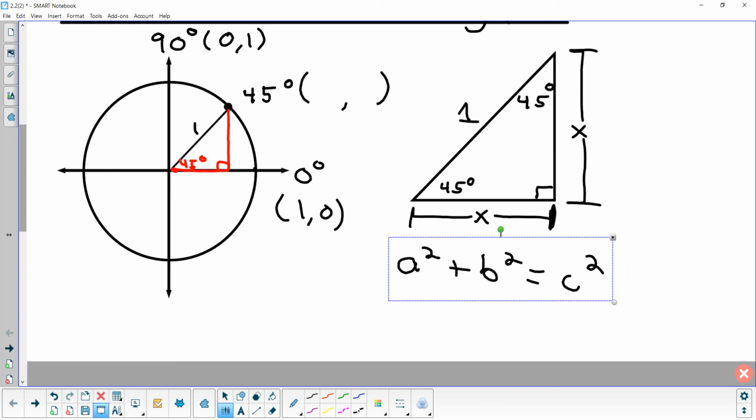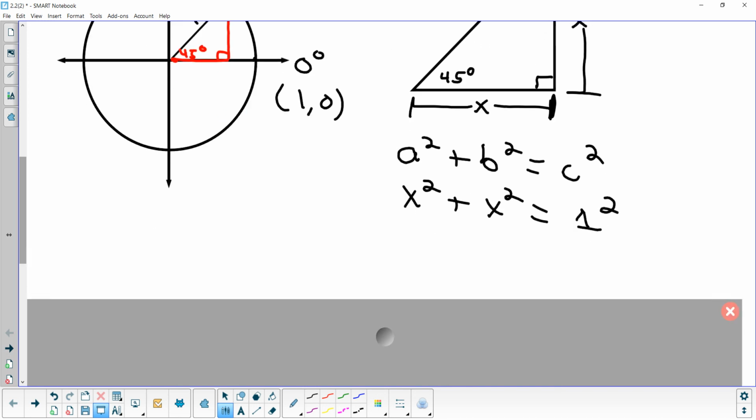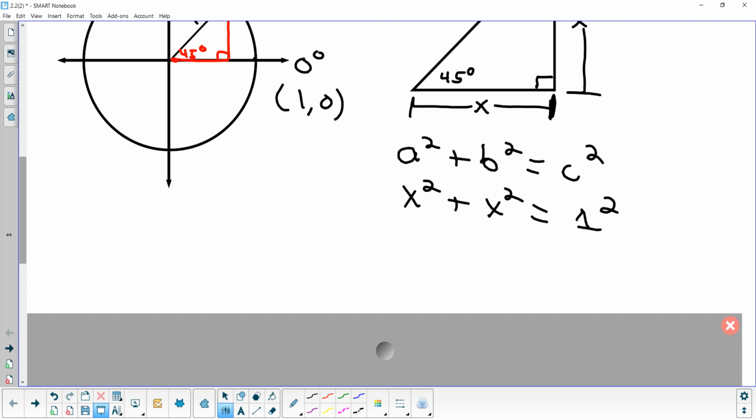So what am I going to replace a with? An x. Yep, I'm going to put in an x. And what am I going to replace b with? Another x. And we're going to replace c with 1. It's a perfectly solvable formula because there's only one variable in it. So we'll simplify and see what we get.